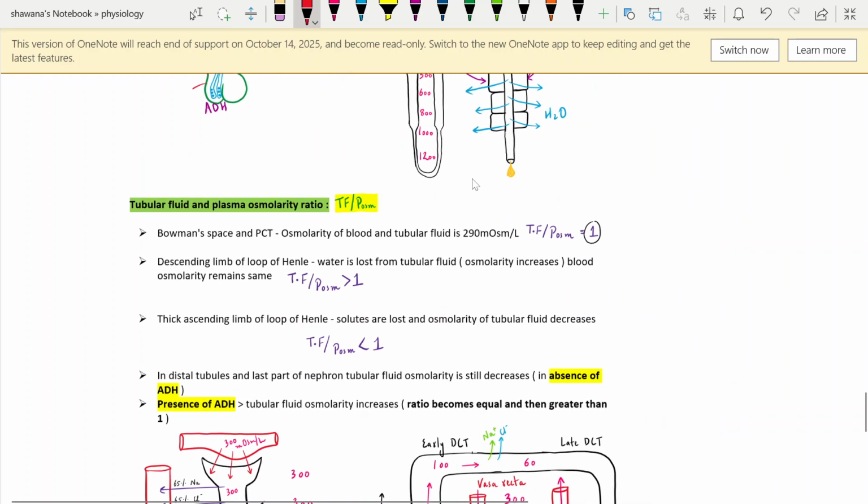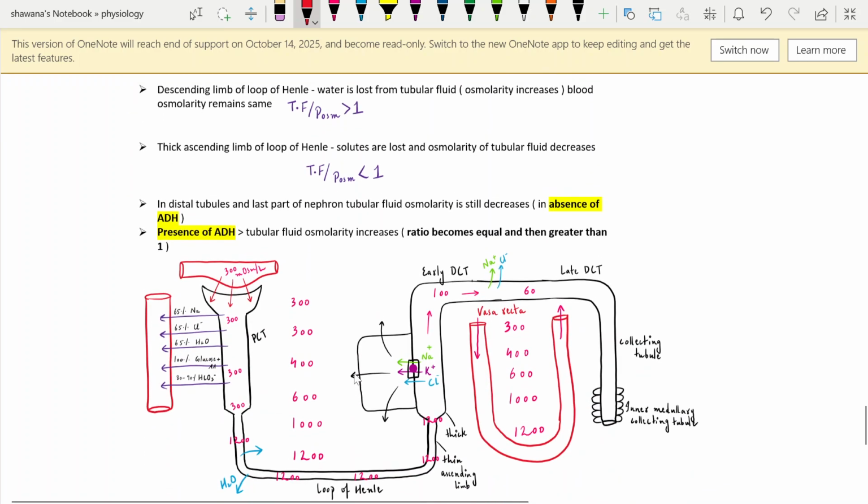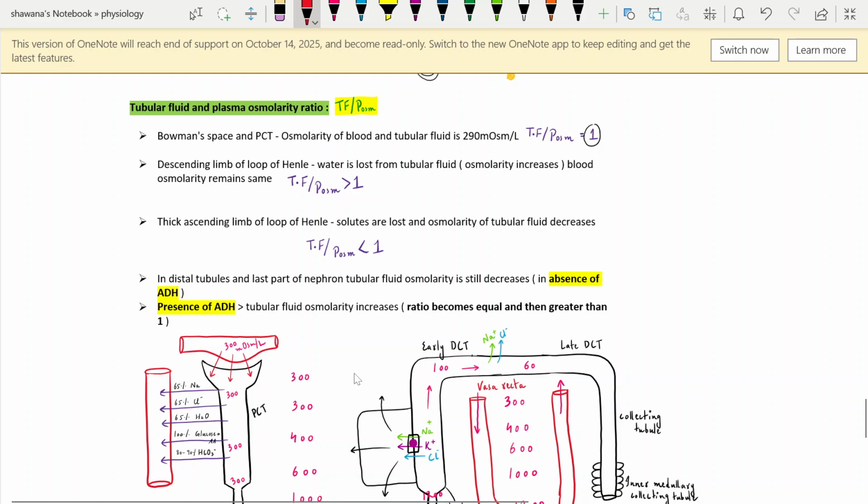Okay, let's talk about the tubular fluid to plasma osmolarity ratio. What does it mean? It means the ratio of the osmolarity of the tubular fluid, the fluid present inside the lumen of the nephron, to that of the plasma, the blood. What do we get from it? First of all, in the Bowman space and in the proximal convoluted tubule, the osmolarity of the blood is 300, right? The blood has been filtered from the glomerular capillaries, and the tubular fluid is in the PCT, right?